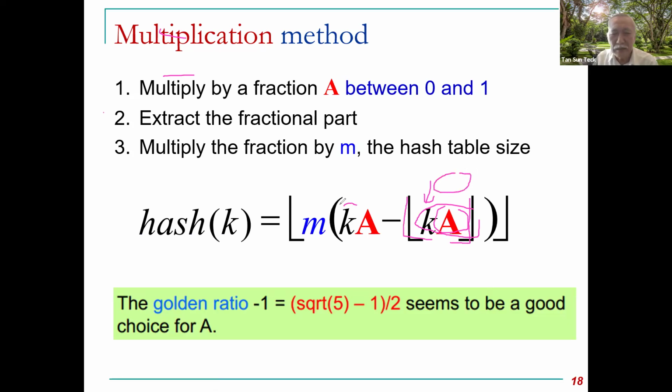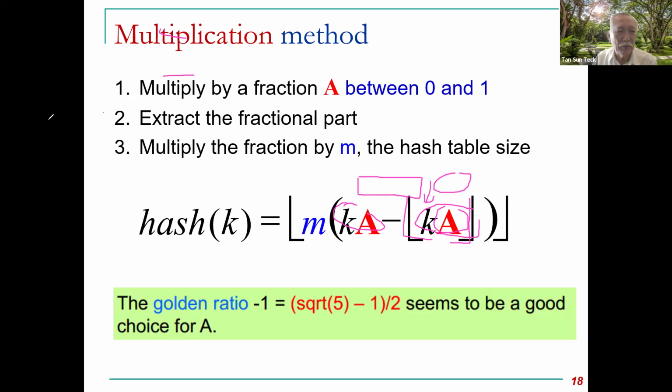Then you subtract away the integer part from the number that has the decimal part. This gives you the decimal part, which is 0 point something, between 0 and up to 0.9 and so on. Then you multiply this with the table size, and you take the floor again, meaning you throw away the decimal part, which returns the integer value.